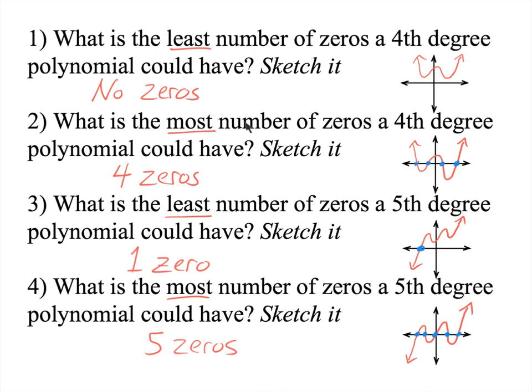Now, what is the most number of zeros a fourth degree polynomial could have? Well, the most is always the degree. The degree is the highest amount of zeros that you could get, real zeros you could get. So 4 because it's a fourth.